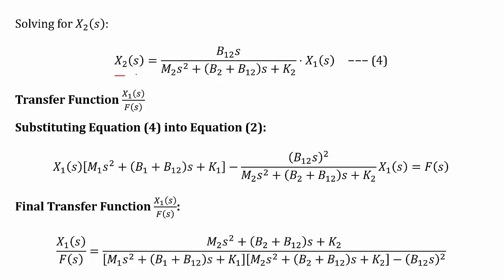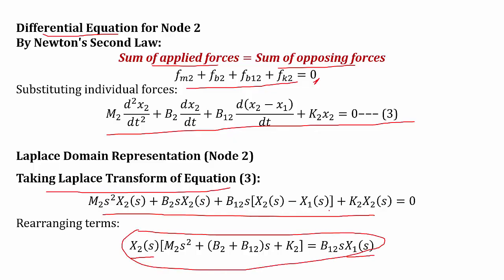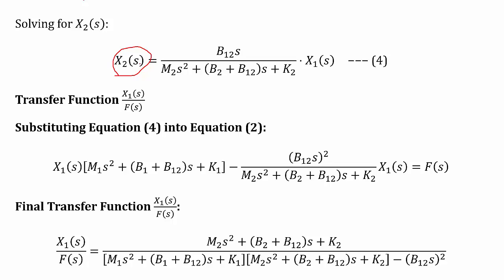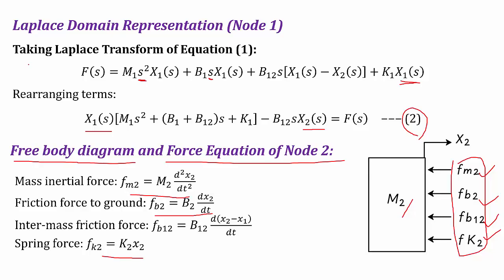So we have to eliminate the x2 part. From the above equation, we have to find x2 of s. That simplification I have done here. Now this fourth equation can be substituted in equation number 2. What is equation number 2? Here you can see equation number 2.